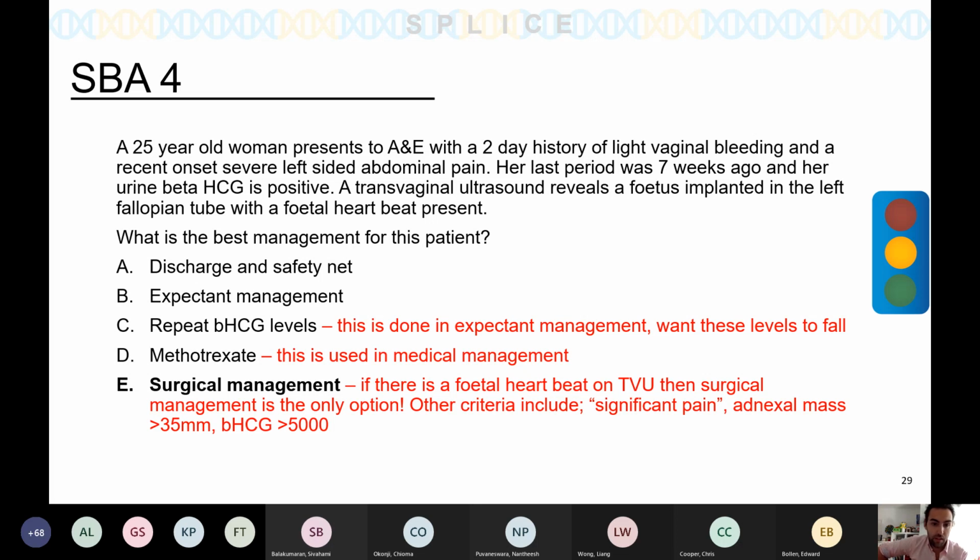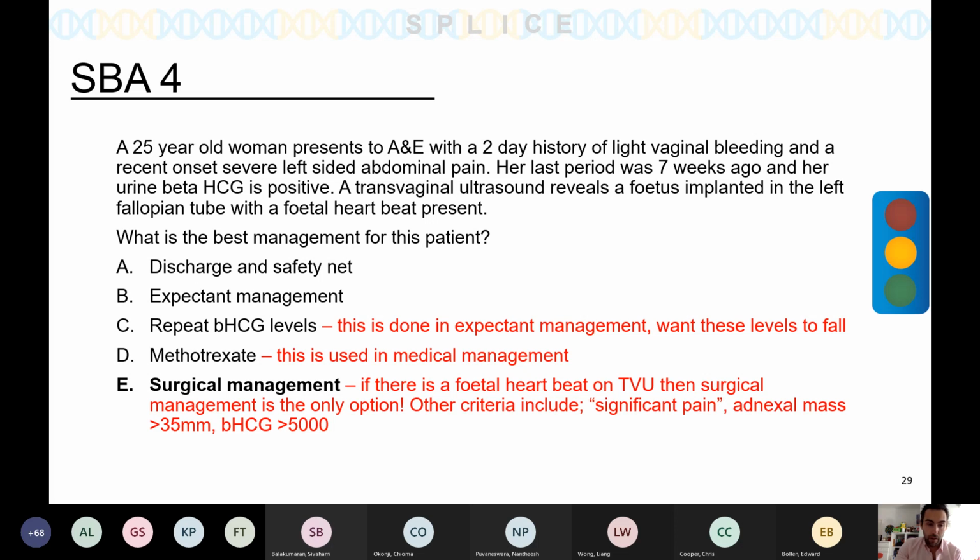So if there's a fetal heartbeat present, then surgical management is the only option. And the other criteria I've added there for completeness. So significant pain, it's obviously quite subjective. I don't think they'd put that in an SBA. If the ectopic pregnancy is quite large, and the beta HCG is over 5,000. I feel like they wouldn't throw in these rogue numbers if they gave this to you as a question. I think they'd identify that as a fetal heartbeat present potentially.